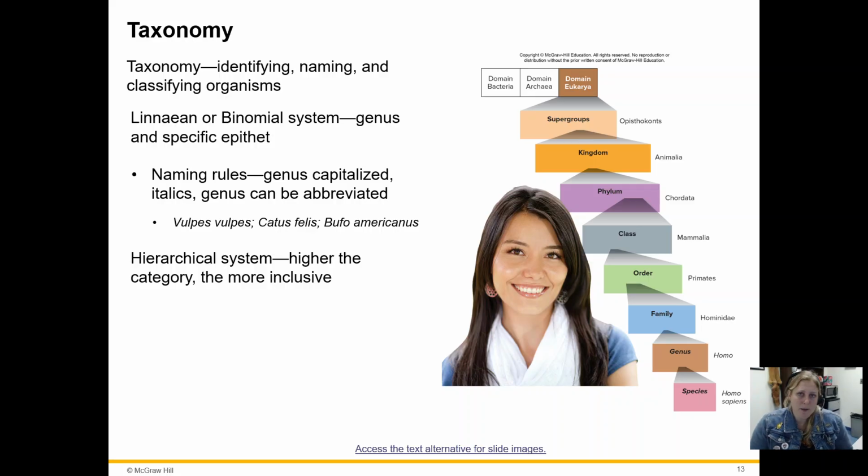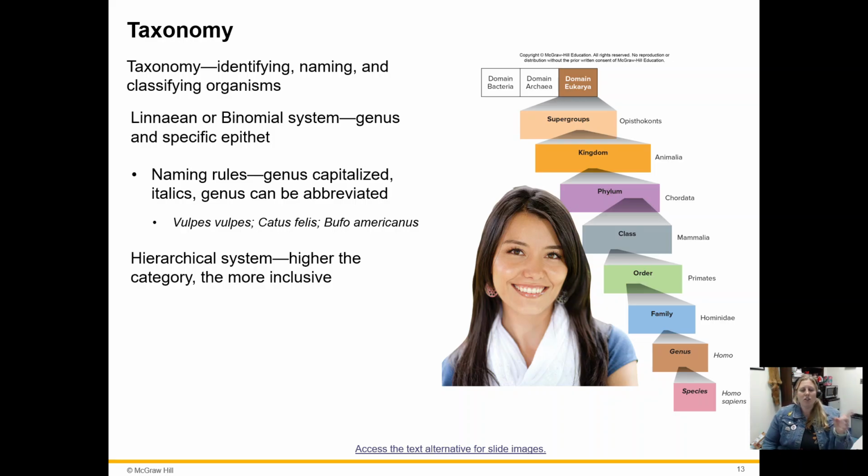In order to fully understand that and to better be prepared for Unit 5, we need to talk a little bit about taxonomy. Okay? In science, taxonomy is the act of identifying, naming, and classifying organisms. We do use the Linnaean binomial system, which was developed in the 1600s, and it's a genus and species specific epithet. So that means that if I am talking about humans, I am talking about the species Homo sapiens. If I am talking about the American toad, I am talking about Bufo americanus.